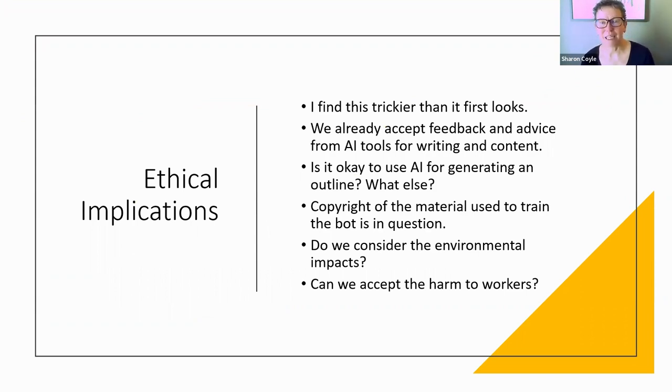Ethical implications. I find this trickier than it first looks. We already accept feedback and advice from AI tools when we're writing our emails, right? Does anybody else use that tab when it's got the right word? So you're using AI for that. So then where's the line? Is it okay to use it for an outline? Can you use it for brainstorming ideas? Can you use it to give you ideas for an introduction or a conclusion?